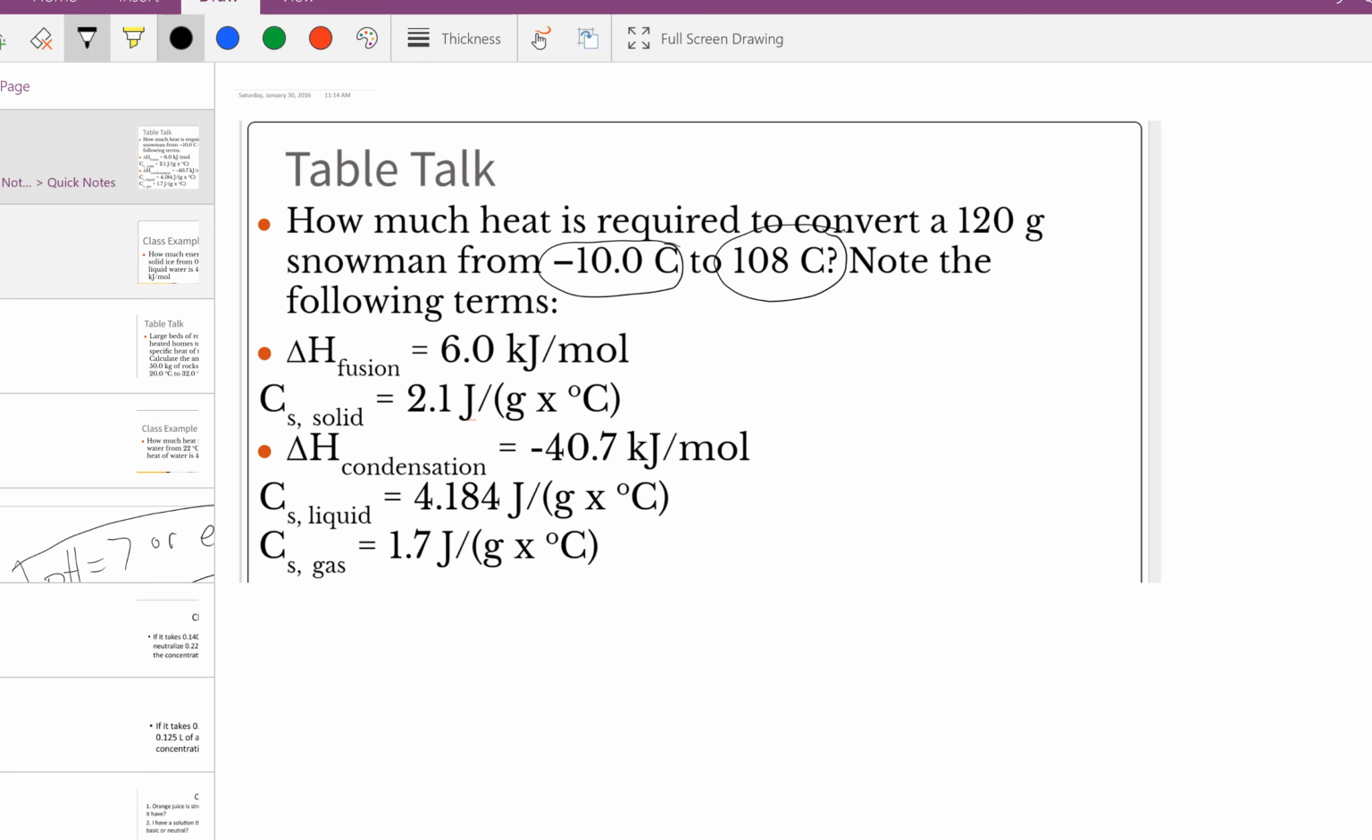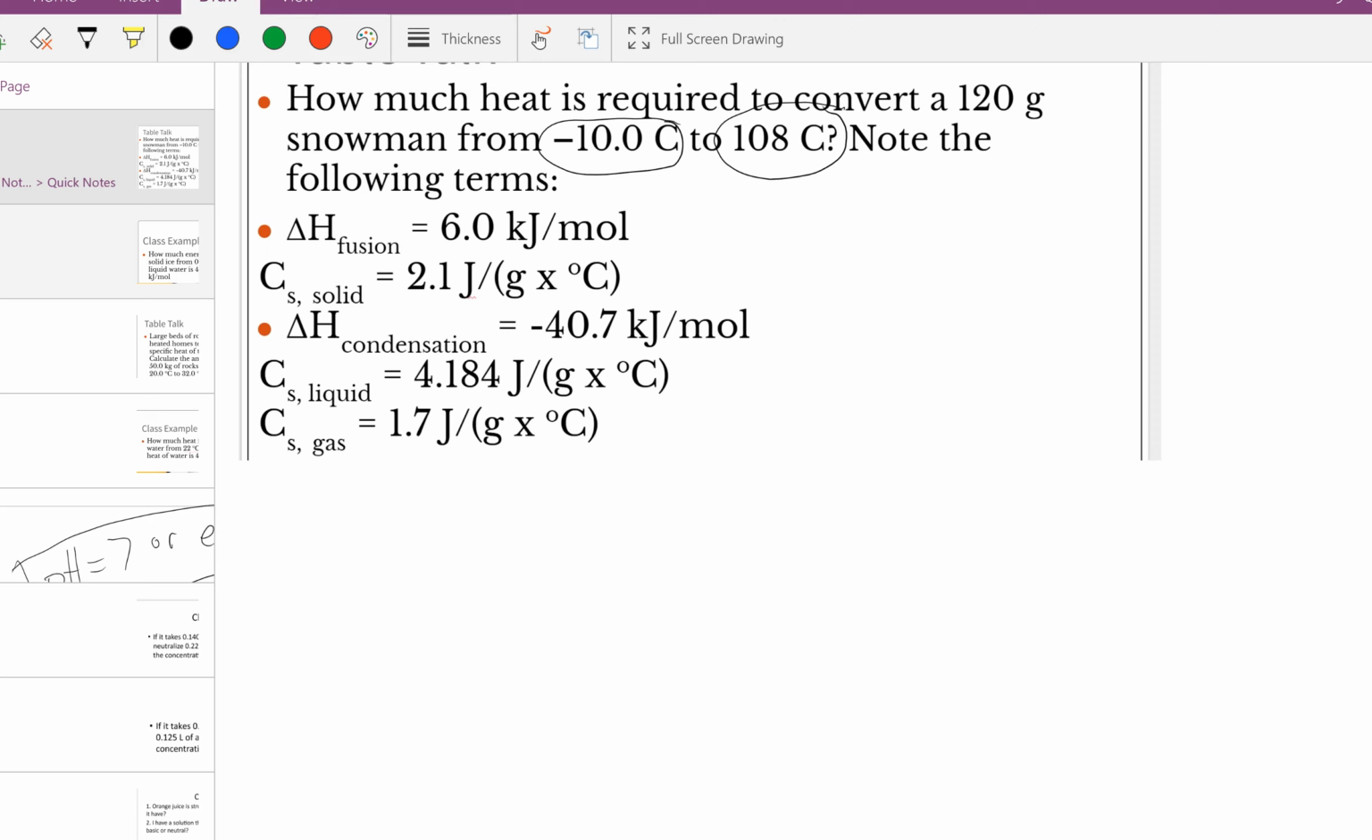Now, the first thing I'm going to do is draw that heating curve, because that's going to make this a lot easier for me. Actually, that's a terrible heating curve. I'm going to redraw this graph. Start like this. I'm going to say this is negative 20 down here. I'm going to say this is 0. I'm going to say this is 100.